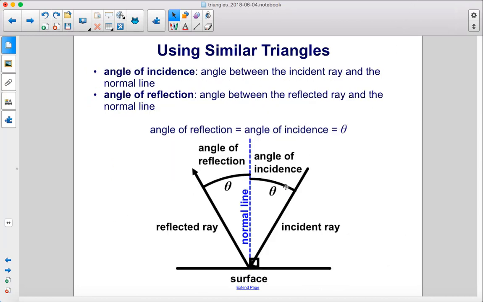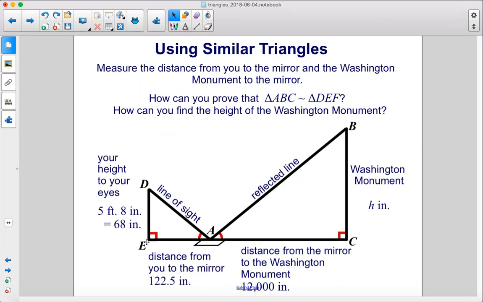The angle of incidence is the angle between the incident ray and the normal line, and the angle of reflection is the angle between the reflected ray and the normal line. Measure the distance from you to the mirror and the Washington Monument to the mirror. How can you prove that triangle ABC is similar to triangle DEF? How can you find the height of the Washington Monument?